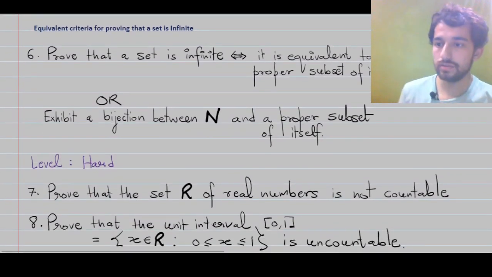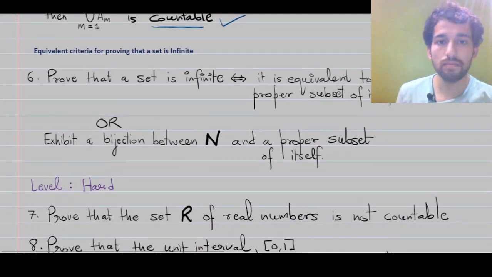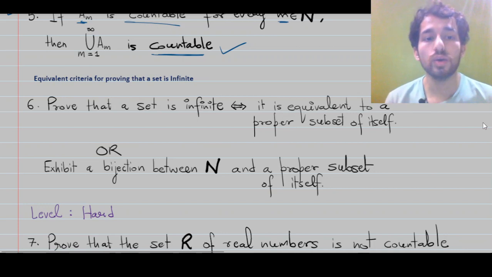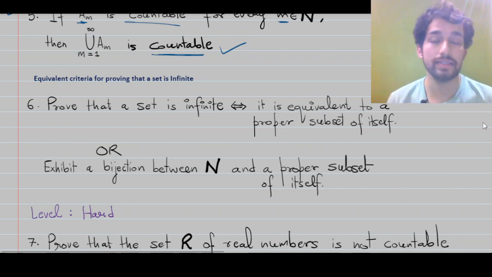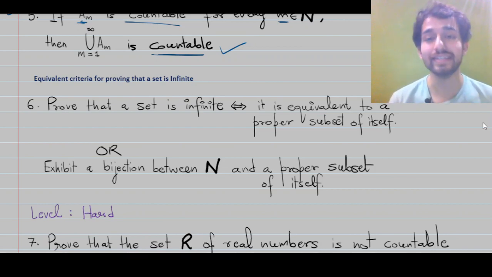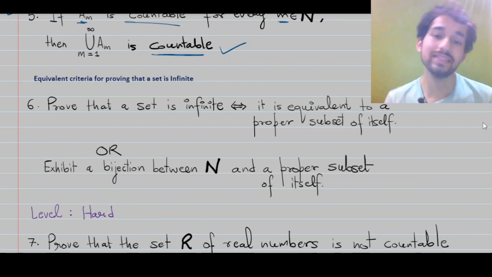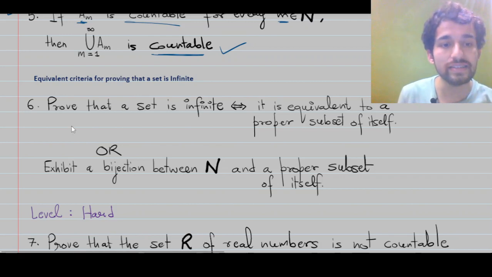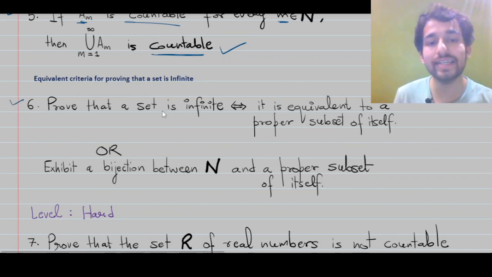Okay, so now let me move ahead to criteria for infinite sets. I know by definition that a set is infinite if it is not finite. Now there's a criteria which you can use to prove whether a set is infinite or not. So what this criteria, the sixth, says is that a set is infinite if and only if.